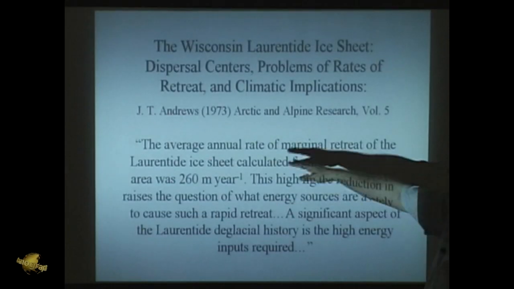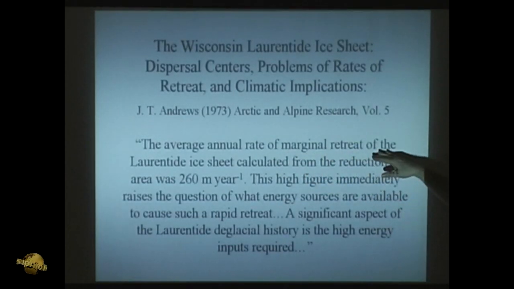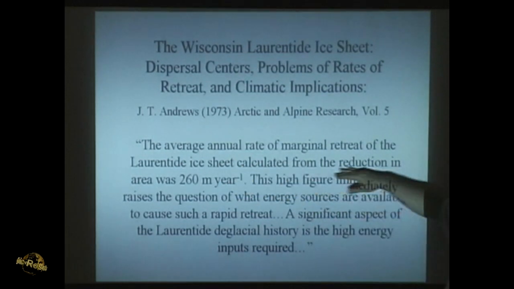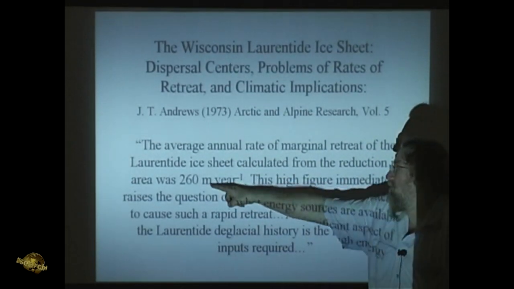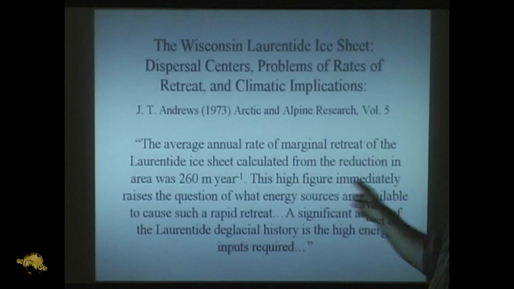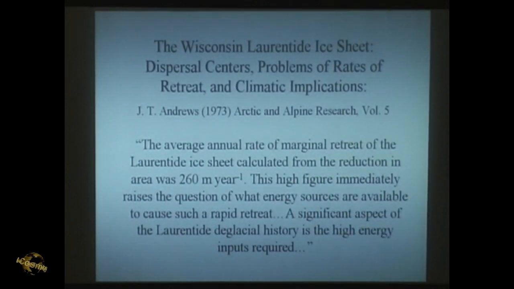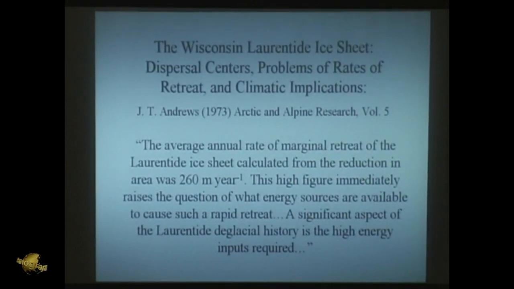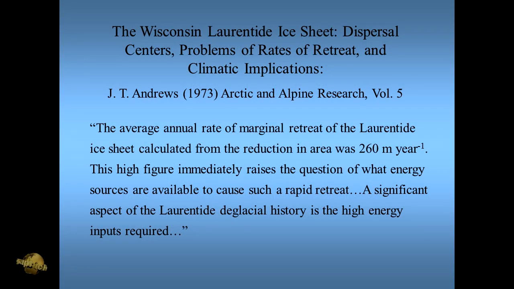It says here, the average annual rate of marginal retreat of the Laurentide ice sheet, calculated from the reduction in area, was 260 meters a year. This high figure immediately raises the question of what energy sources are available to cause such a rapid retreat. As it turns out, since that was written, the energy paradox has only become more acute, because the duration has been reduced from 12 to 15,000 years to 2 to 3,000 years. And within that 2 to 3,000 years, it wasn't a smooth process, as the graphs you're about to see show.